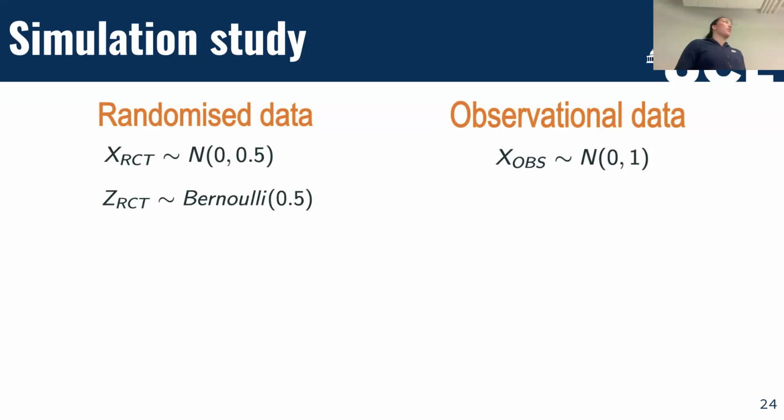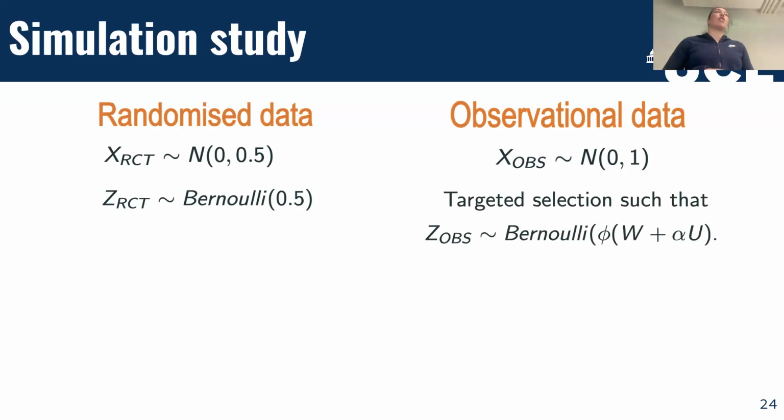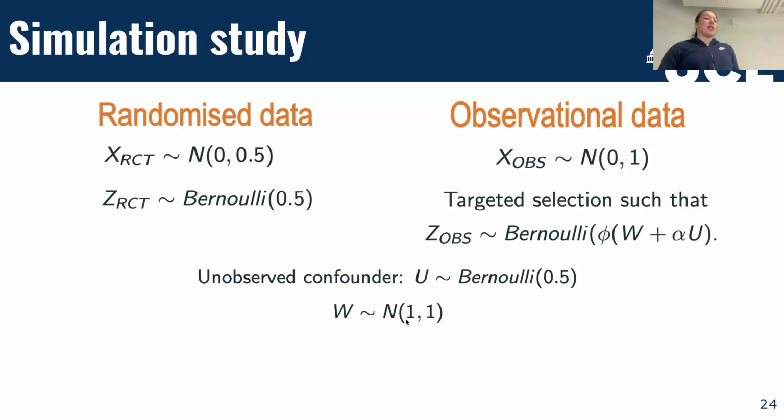In the randomized control trial, the treatment is randomly allocated, so it's just going to be Bernoulli 0.5. Whereas in the observational data, remember, my goal is to deal with the confounding issue, what happens in reality. So in order to create the treatment such that the confounder affects it, we have a targeted selection, so the treatment in the observational data is going to be Bernoulli of phi of W plus alpha U, where W is just a normal 1, 1. We have an unobserved confounder U, which is Bernoulli 0.5.